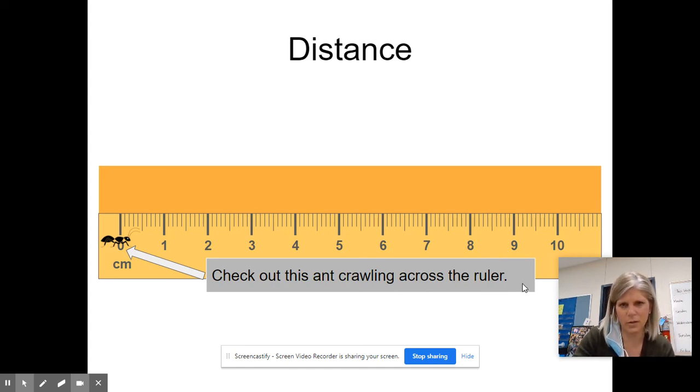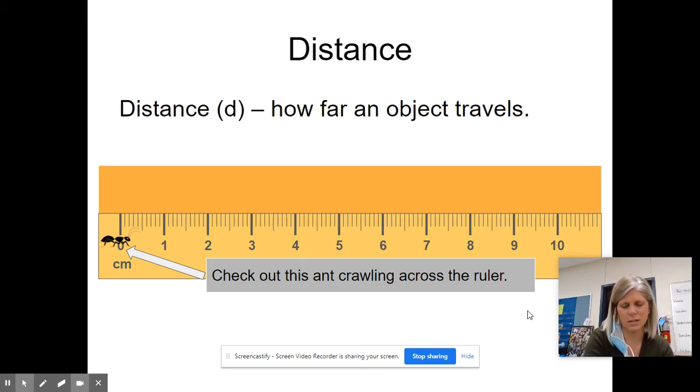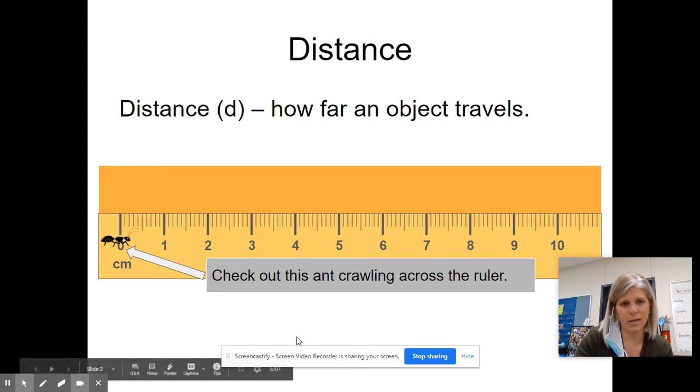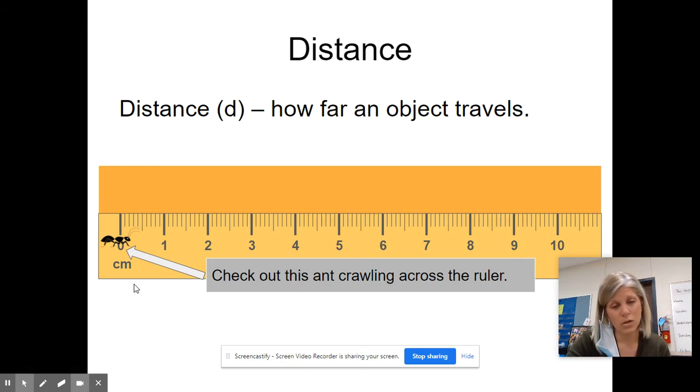So if you think about distance for a minute, and you take a look at the examples that I have here on the slides, you're going to see that when we're discussing distance, we're looking at how far an object travels. Now, in this case, we have a centimeter ruler, so we know that we're traveling in centimeters. We're going to be using the metric system, so we'll be using millimeters, centimeters, and meters to measure most of our measurements.